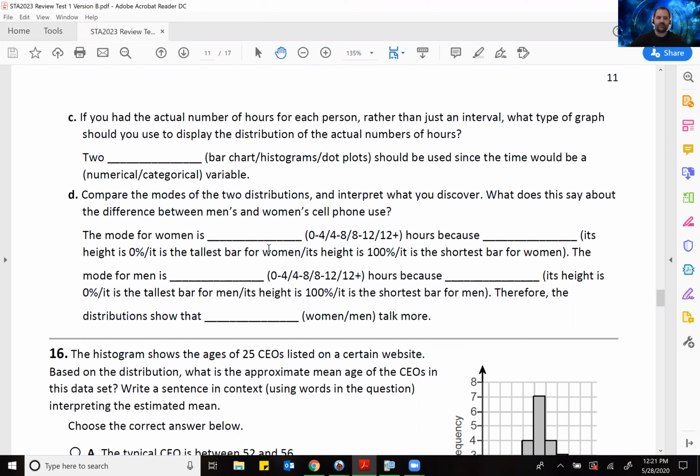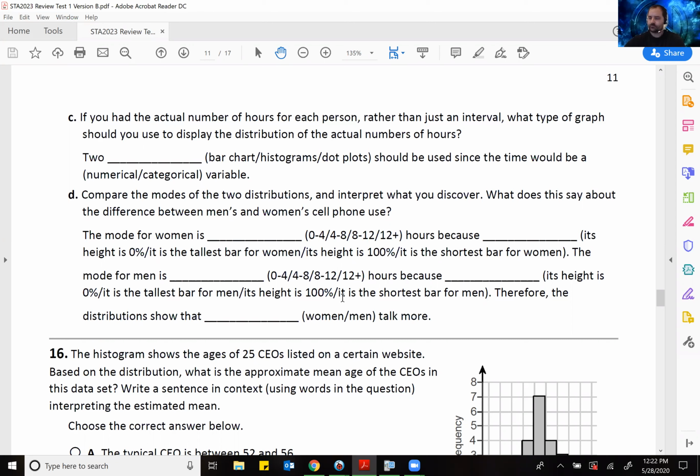Okay, so there's that first blank. Because blank, its height is 0%. It's the tallest bar for women. Its height is 100%. It's the shortest bar for women. Which one is it? The tallest bar. You got it. Mode wants the tallest bar.